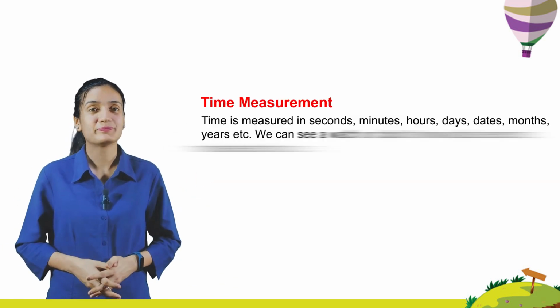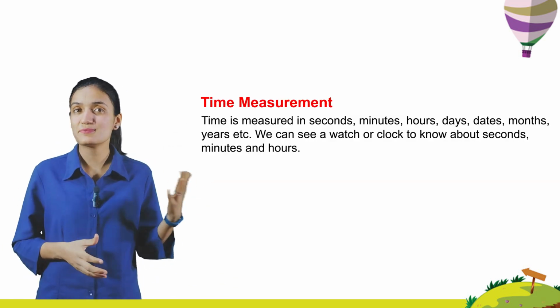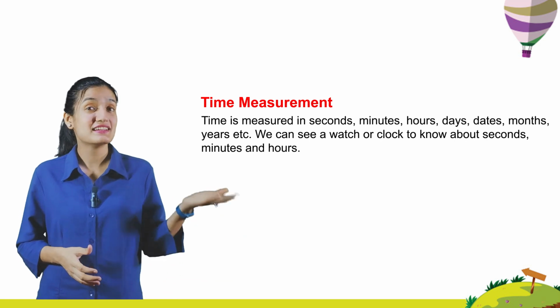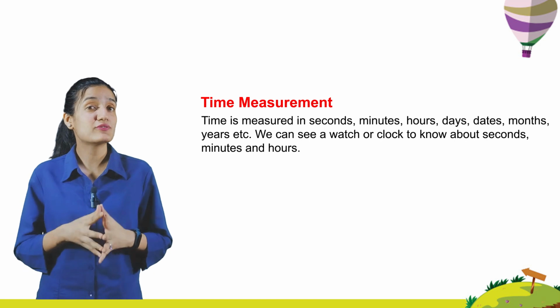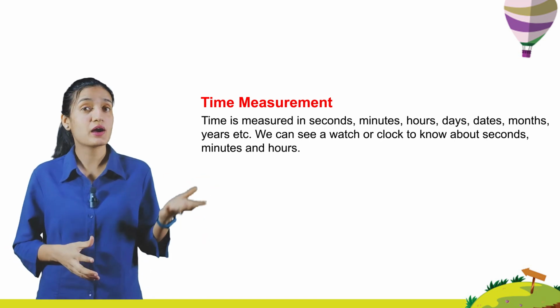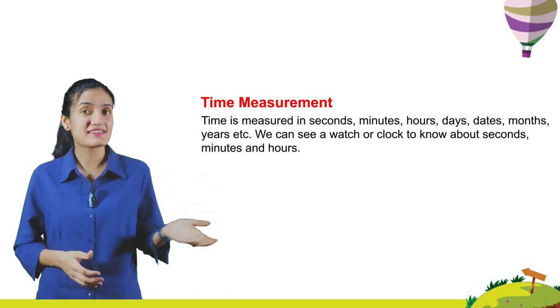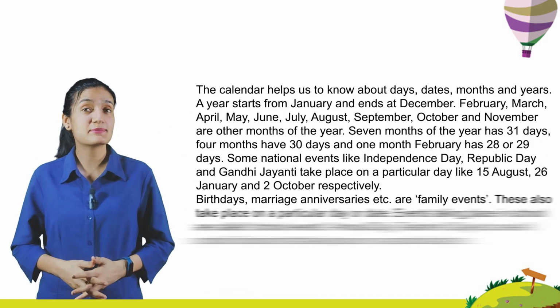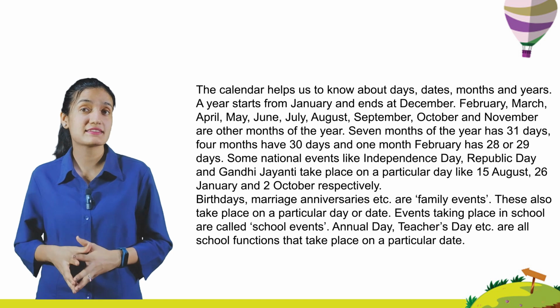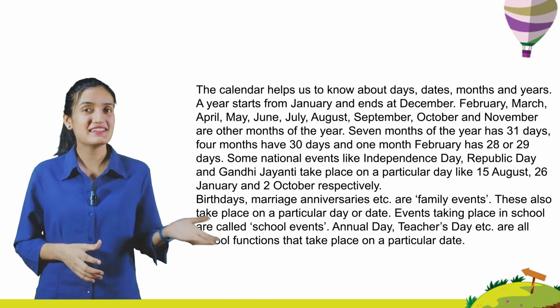Time measurement. Time is measured in seconds, minutes, hours, days, dates, months, years, etc. We can see a watch or clock to know about seconds, minutes and hours. Here you can see the picture of a clock. The calendar helps us to know about days, dates, months and years.